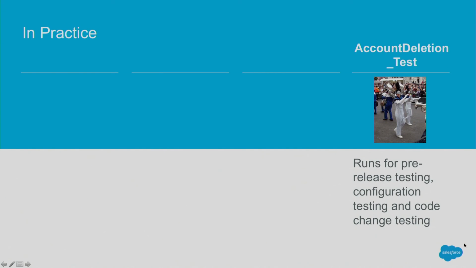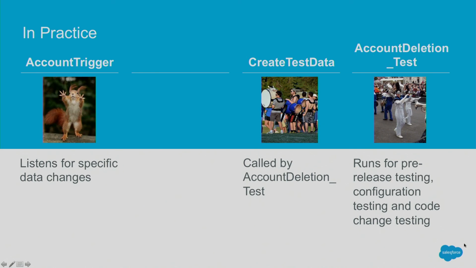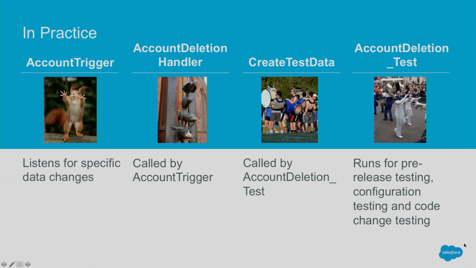We've got, in the examples I gave you, the account deletion test. And when we're actually exercising our code and doing our development process, I start with the test so I know what my business rules are and I know that they're documented in my test. The test is going to call my create test data to make sure that I've got the kinds of data I need to prove that my business process works. And it's going to do the kind of behavior that my account trigger is listening for. When that account trigger hears what's happening from my deletion test, it's going to call the account deletion handler. It's going to take care of all my business rules for me.